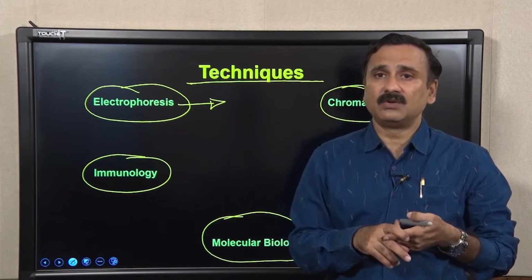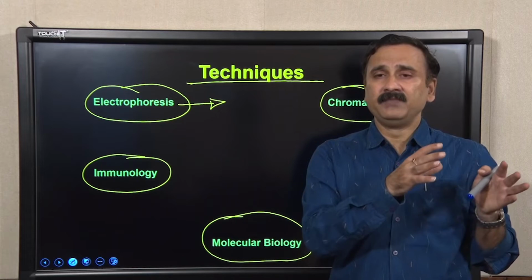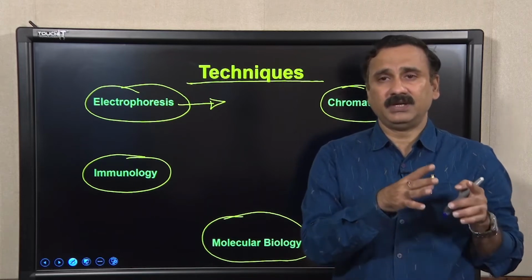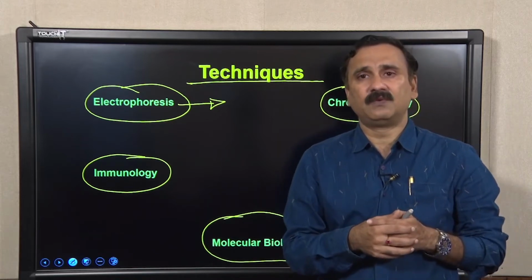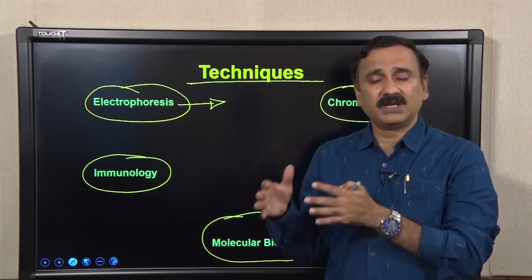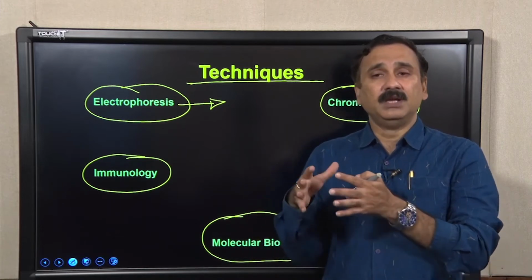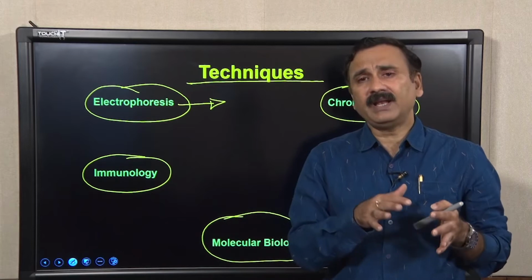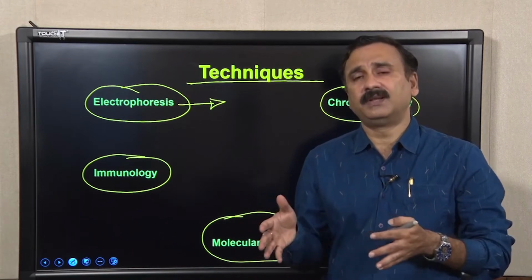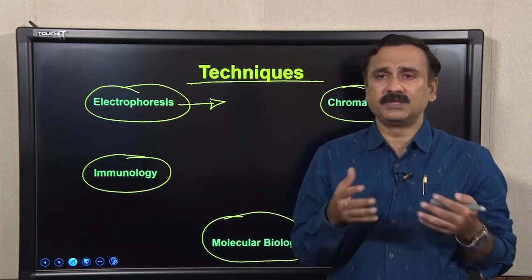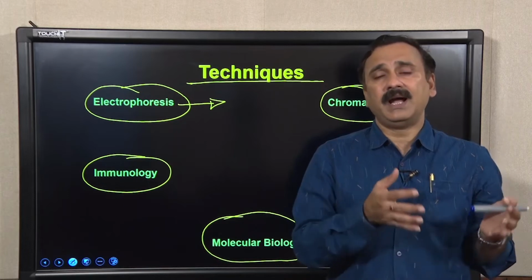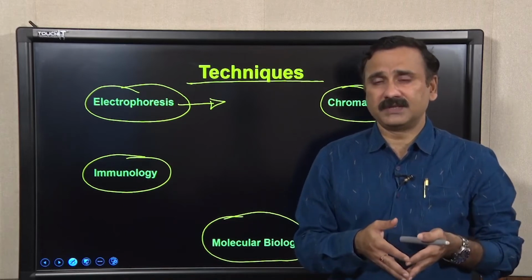Within vertical gel electrophoresis, we discussed SDS-PAGE or denaturing gel electrophoresis, native gel electrophoresis, as well as urea-PAGE. Whereas in horizontal gel electrophoresis, we discussed agarose gel electrophoresis and high-resolution horizontal gel electrophoresis.